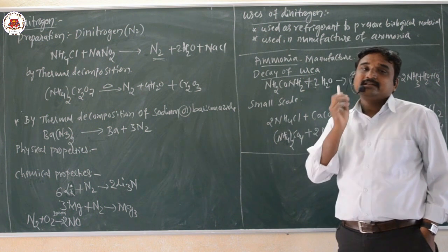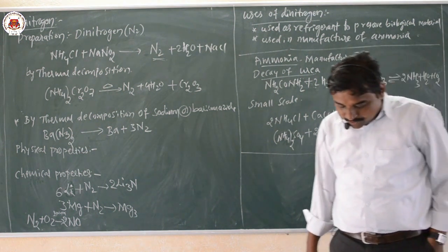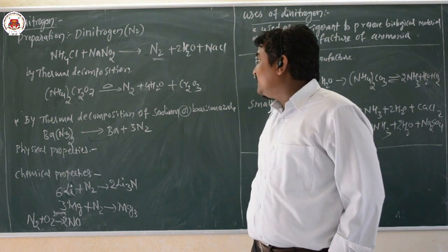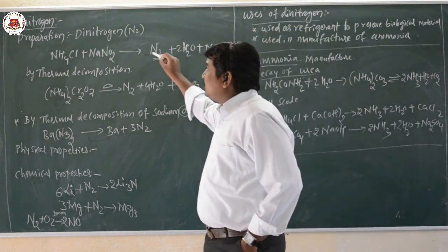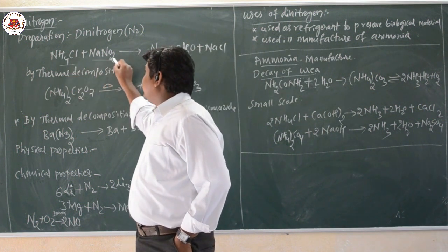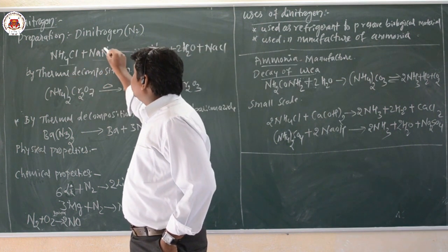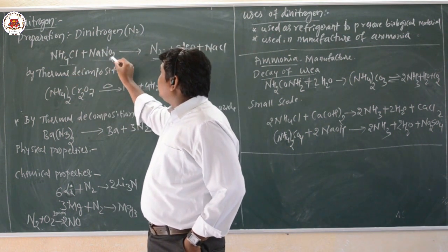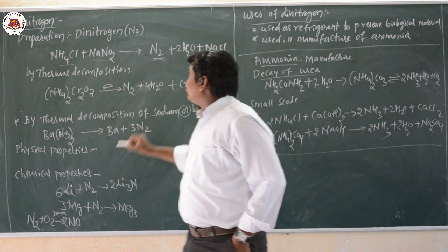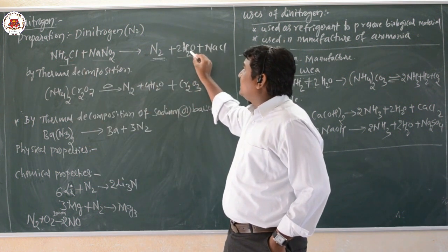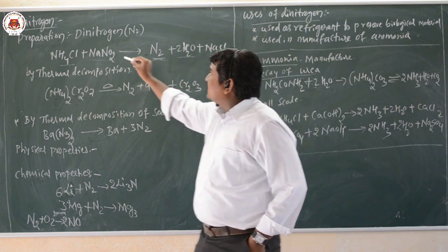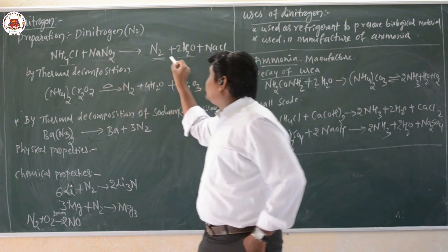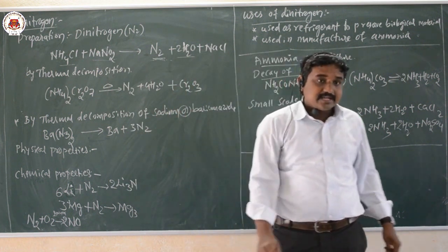Dinitrogen is prepared by the reaction of ammonium chloride and sodium nitrite. Here we have ammonium chloride and sodium nitrite, and this N and N will combine, forming dinitrogen. The remaining thing: totally 4 hydrogen atoms are there, in 2 H2O, and 2 oxygen atoms, and the remaining thing is NaCl. So this is one of the methods for the preparation of dinitrogen.